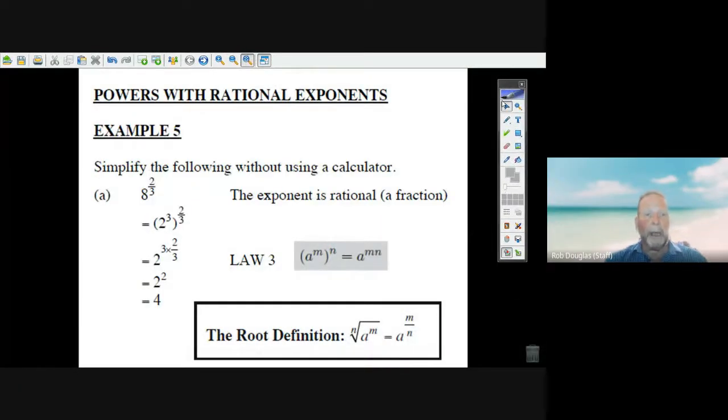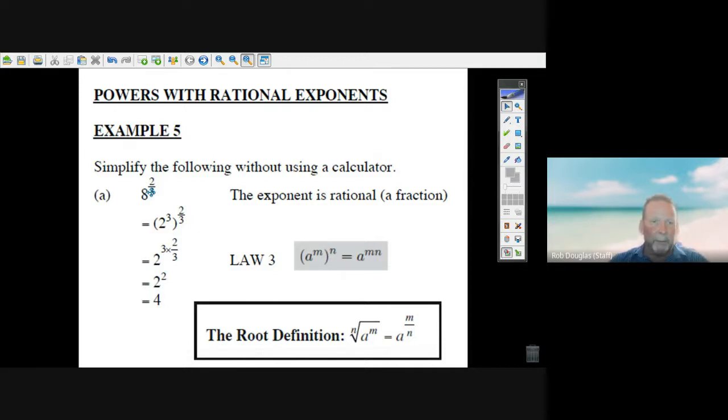Okay, we're going to look at powers with rational exponents. And let's just get right into an example. Rational means a ratio, it means a fraction. And that's what this 2 over 3 is. It's a ratio of integers. That's why it's a rational. And it's sitting up on top of this 8. That means 8 is being put to the 2/3 power.